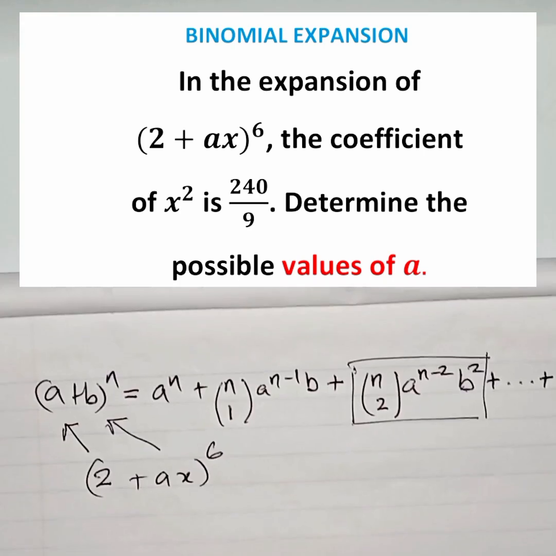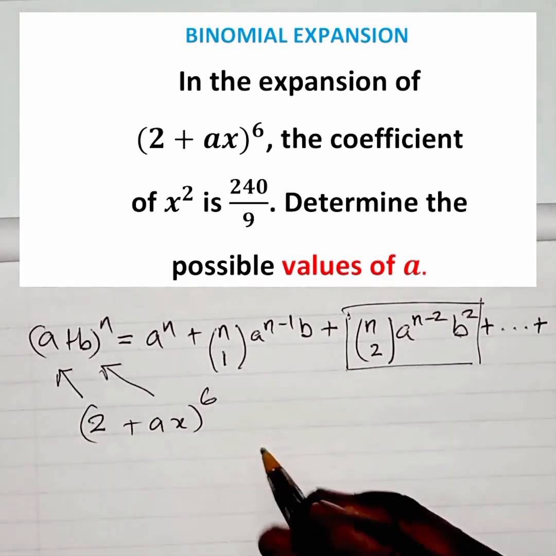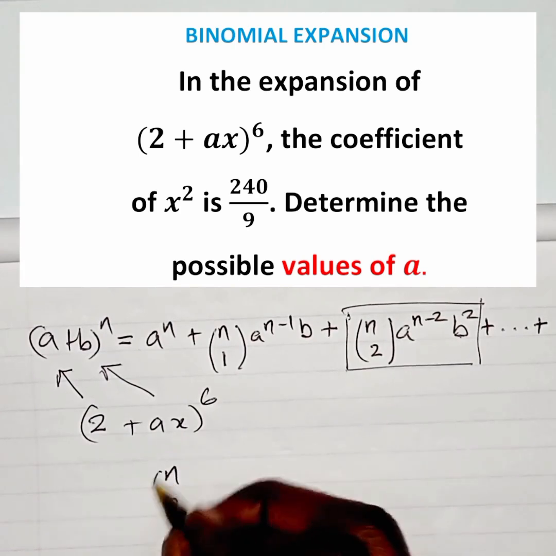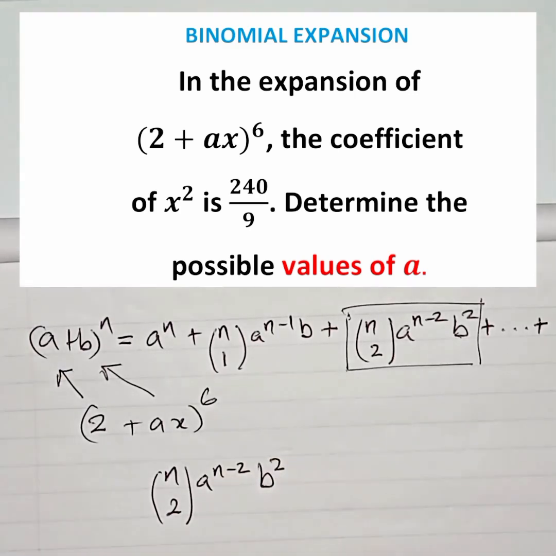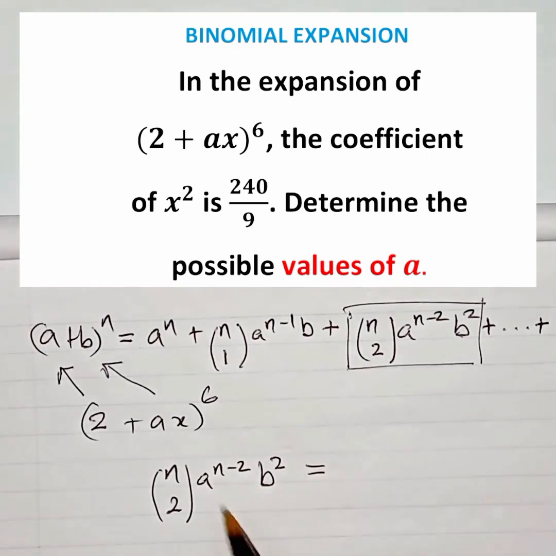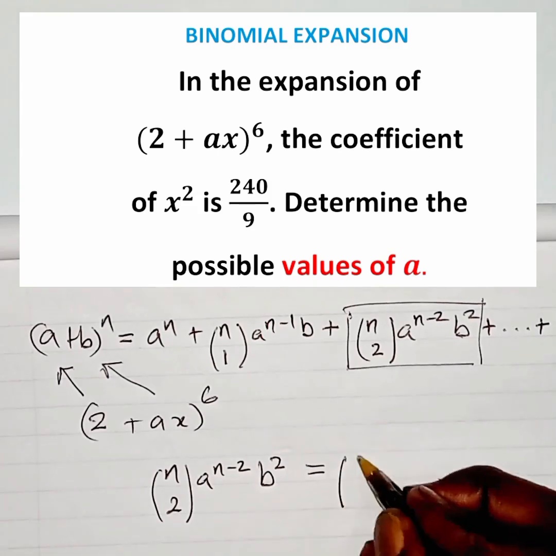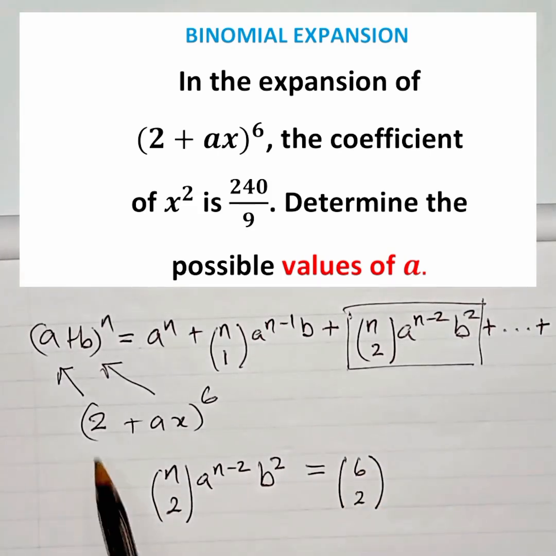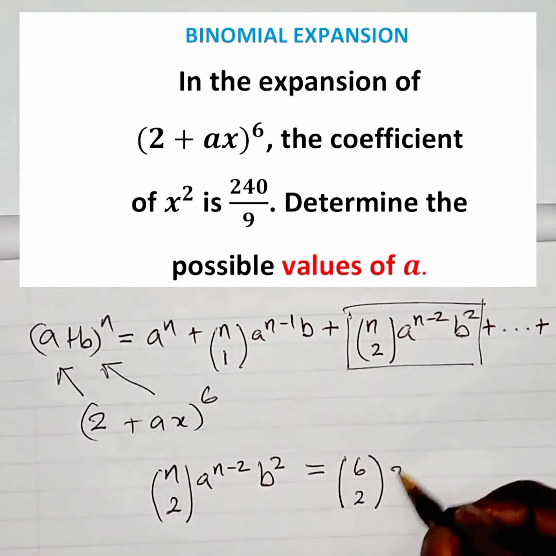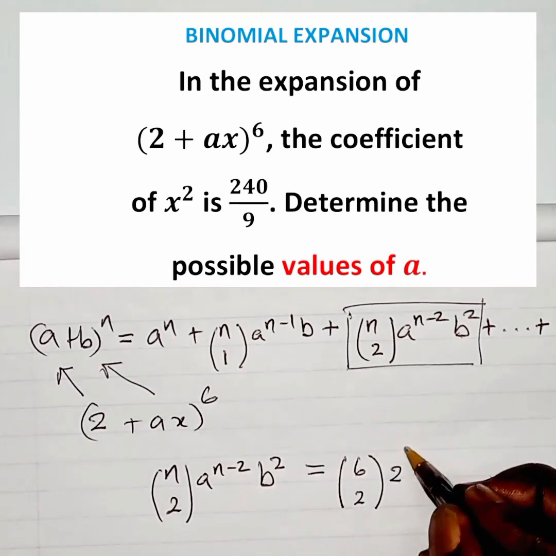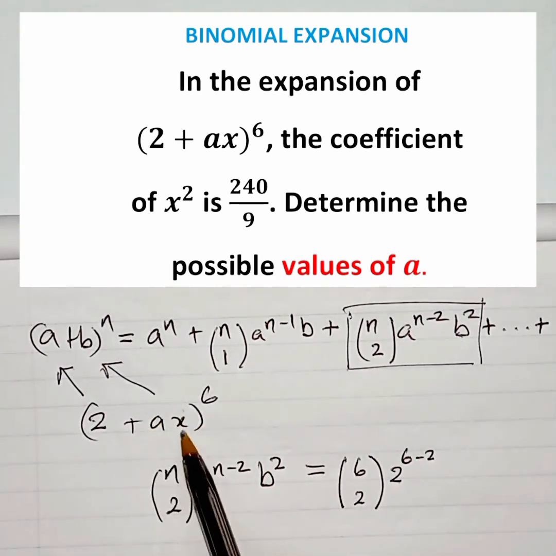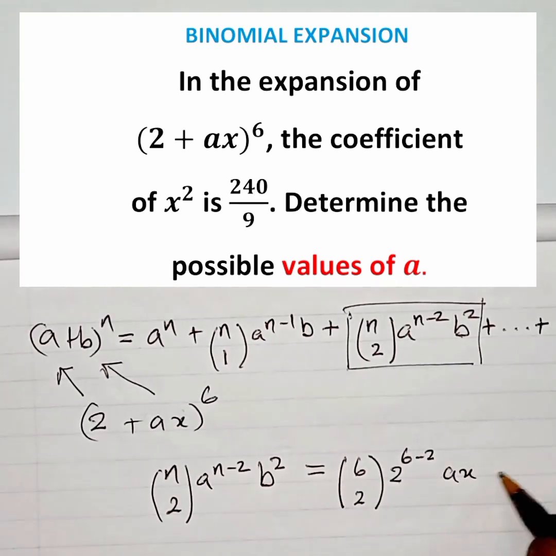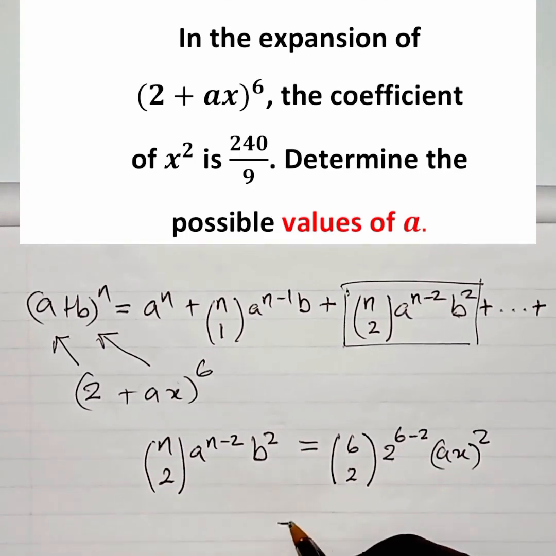All right. So we are going to write it down. We are going to say n choose 2, a to the power n minus 2, b squared. And that's going to give us, you remember our n is 6. That will be 6 choose 2. Our a is 2. So we'll be having 2 to the power of n minus 2, that is 6 minus 2. And b squared, our b, remember, is ax. So we say (ax) squared.